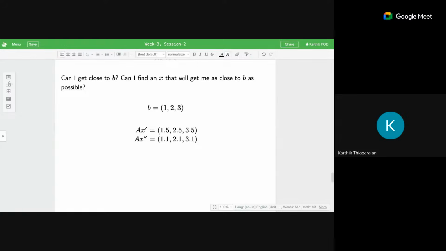And how do you measure this? For approximating vectors, what process are you going to follow? That's the question. What process do you think would be the right one? Projection.